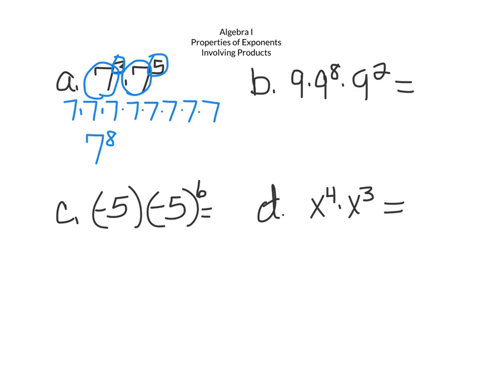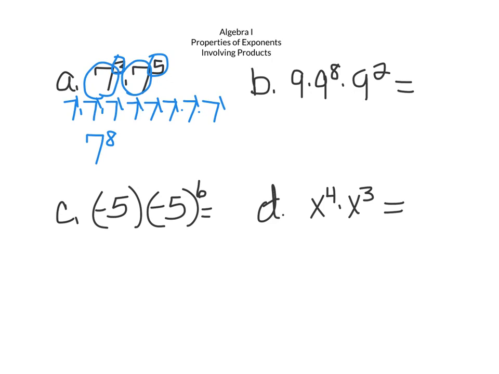That's the shortcut. Otherwise, you go 7 to the third times 7 to the 5th, and you count the number of 7s you have. And so you have 1, 2, 3, 4, 5, 6, 7, 8. And so that exponent is telling you how many times to use that base number as a factor. So your shortcut there is to keep your base and add your exponents.